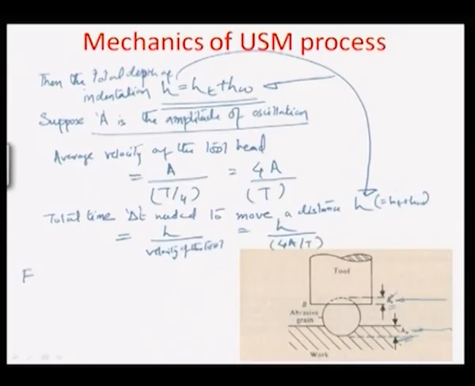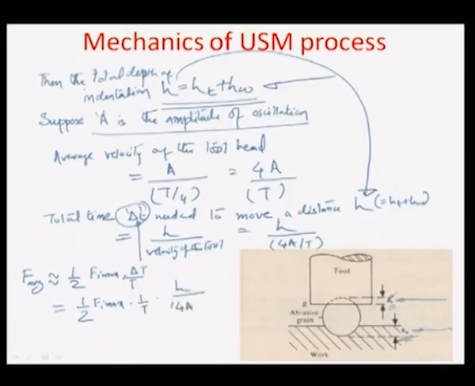So, the average force, which has been earlier predicted as half Fi max times of delta t divided by T, where delta t is the amount of time needed for the total indentation to proceed, can be actually now represented as half Fi max times of 1 by T times of the value of this delta t, which is h divided by 4a times of capital T. And this h again, as you know, is nothing but the indentation on the tool side and the indentation on the workpiece side.